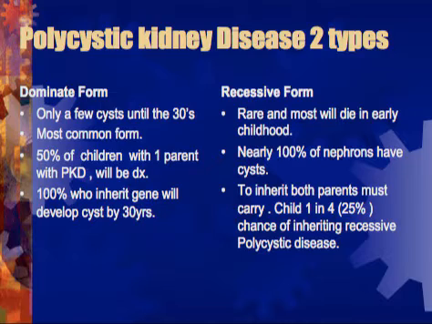To inherit this disease, both parents must carry it or carry the gene. And when their parents both have it, there's 25% chance of a child inheriting the recessive polycystic disease. So it's more fatal. Both parents have to carry in order for the child to come up with the disease, and then 25% of the children with two parents with the disease will inherit this recessive polycystic disease.